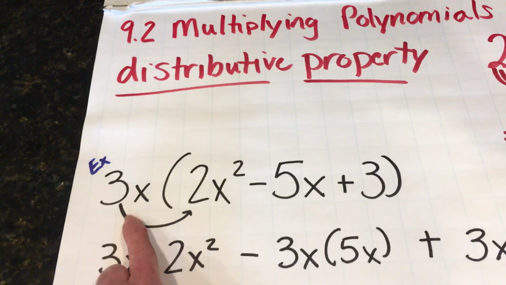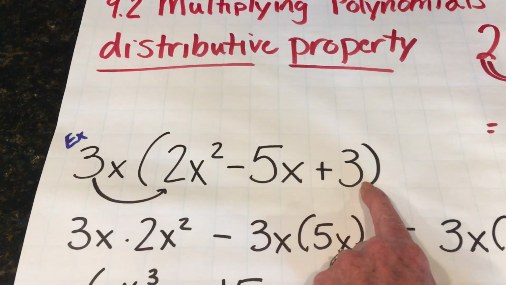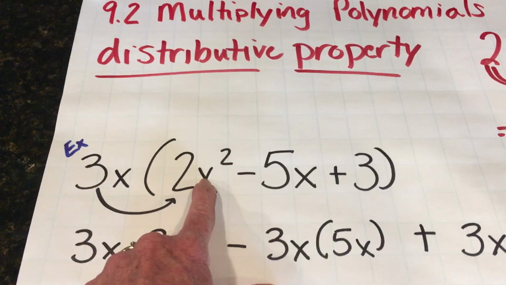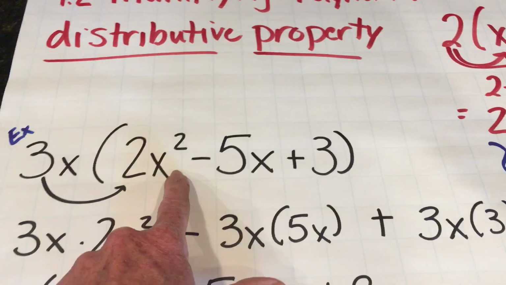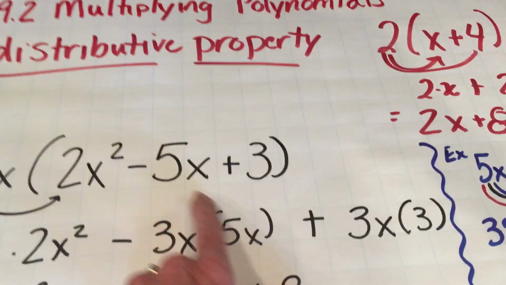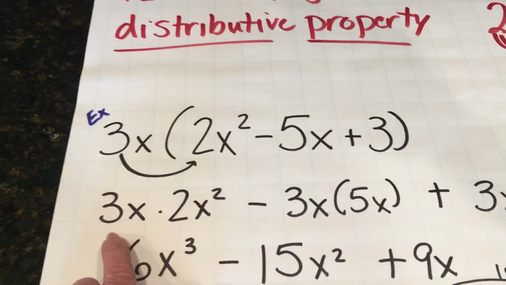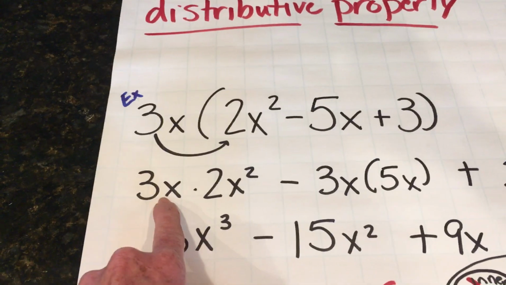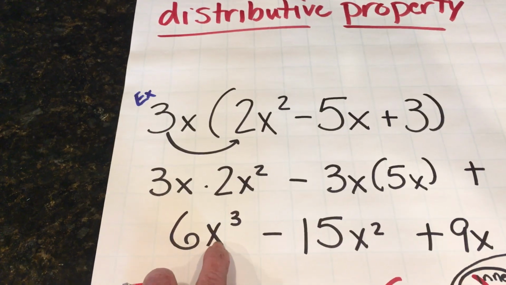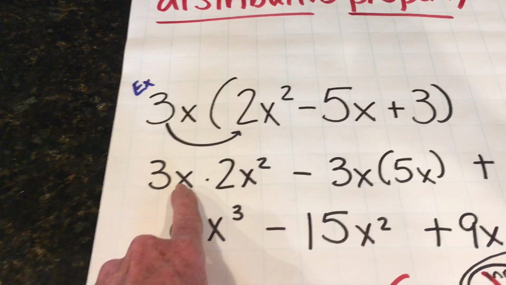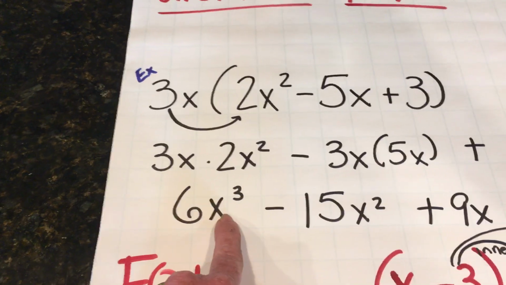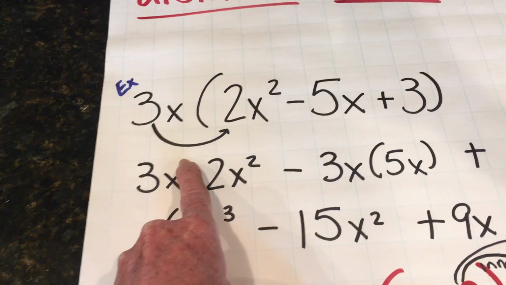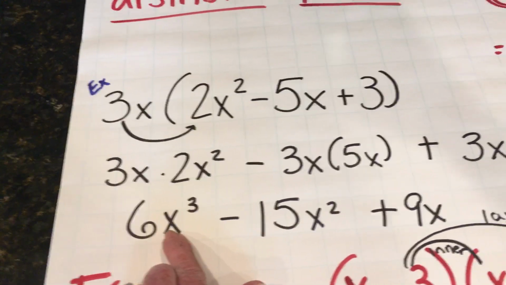Sometimes we do the distributive property with a monomial times a trinomial. So it's the same process. 3x times 2x squared, 3x times negative 5x, and 3x times 3. So when you work through this, you've got 3 times 2, which is 6, x times x squared, which is x cubed. Remember, x squared means x times x, so it's x times x times x. How many x's would there be? There would be 3 of them. Or you can think of it as, if the bases are the same, you're adding the exponents. There's a 1 here, 2 there, which gives you 3.